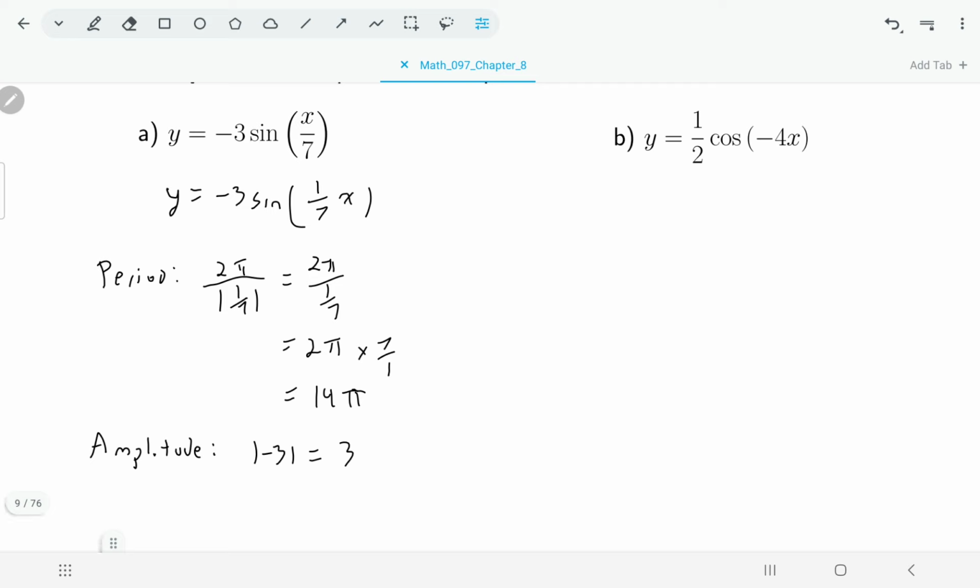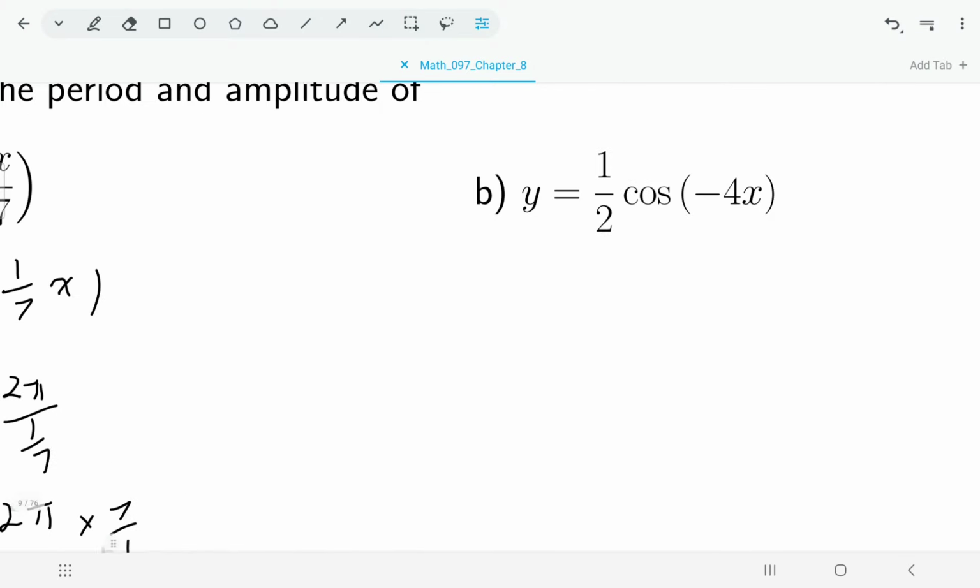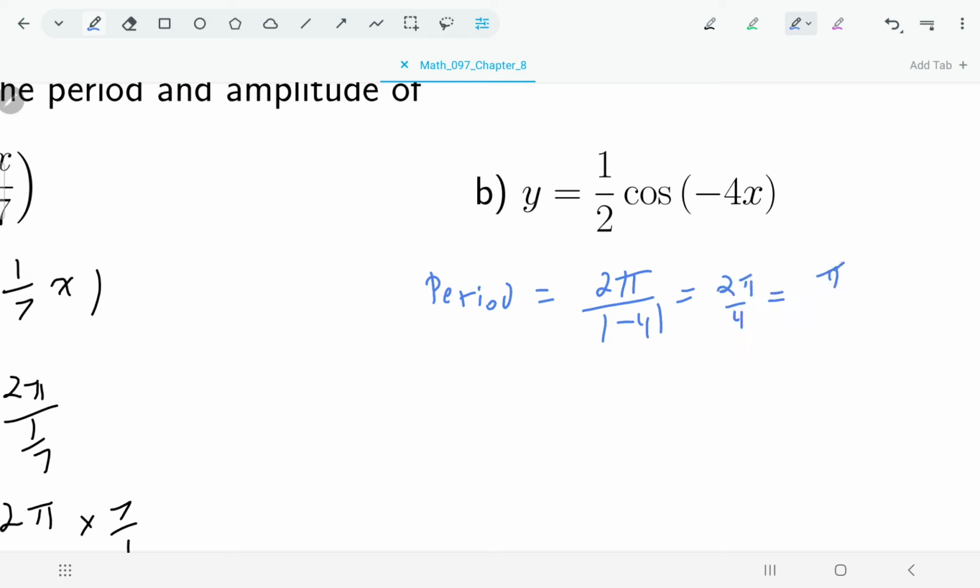Okay, let's do the next one. We've got 1/2 cosine of -4x, and I'll do the same sort of thing here. The period is 2 pi divided by the number in front of the x, absoluted. So 2 pi divided by the absolute value of -4, which is 2 pi over 4, which simplifies to pi over 2. So this is a graph that's been compressed by a factor of 4. It's 4 times narrower than the original cosine graph.